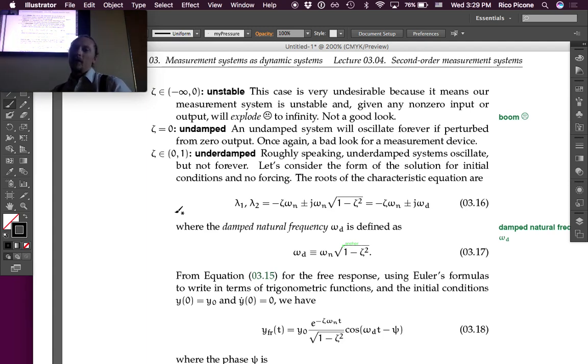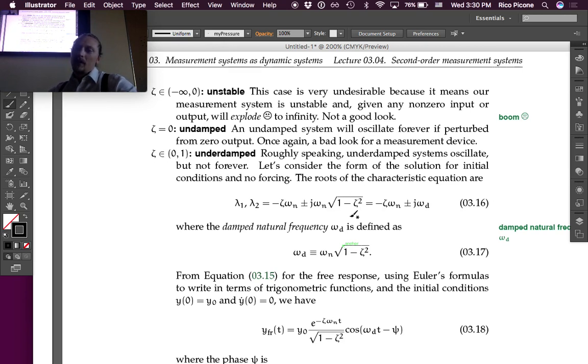Let's consider the form of the solution for initial conditions and no forcing. The roots of the characteristic equation are negative zeta omega n plus or minus. Now, notice the only thing that's different from the general roots is that the 1 minus zeta squared used to be zeta squared minus 1. But we have determined that zeta is between 0 and 1, just by saying it is that way. We're assuming it's that way.